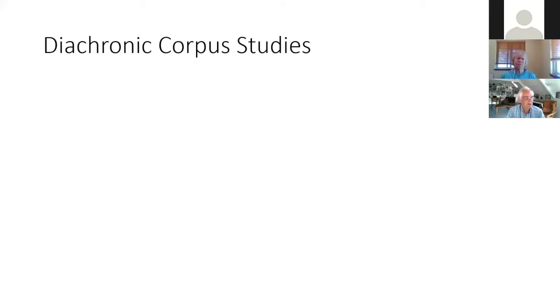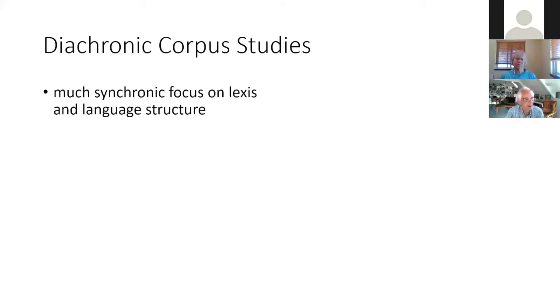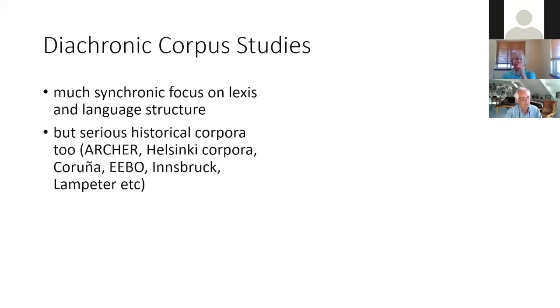Diachronic corpus studies have been around for quite a long time. There's been a lot of synchronic focus on lexis and language structure. So perhaps most of the original corpus work done from the 1960s forwards was intended to be largely synchronic, looking at the structure of language and vocabulary and grammar that were in use at the time, and not through a time perspective. But there have also been quite a lot of serious historical corpora created and serious corpus work done, and these are some of the examples of work that's being done all over the world.